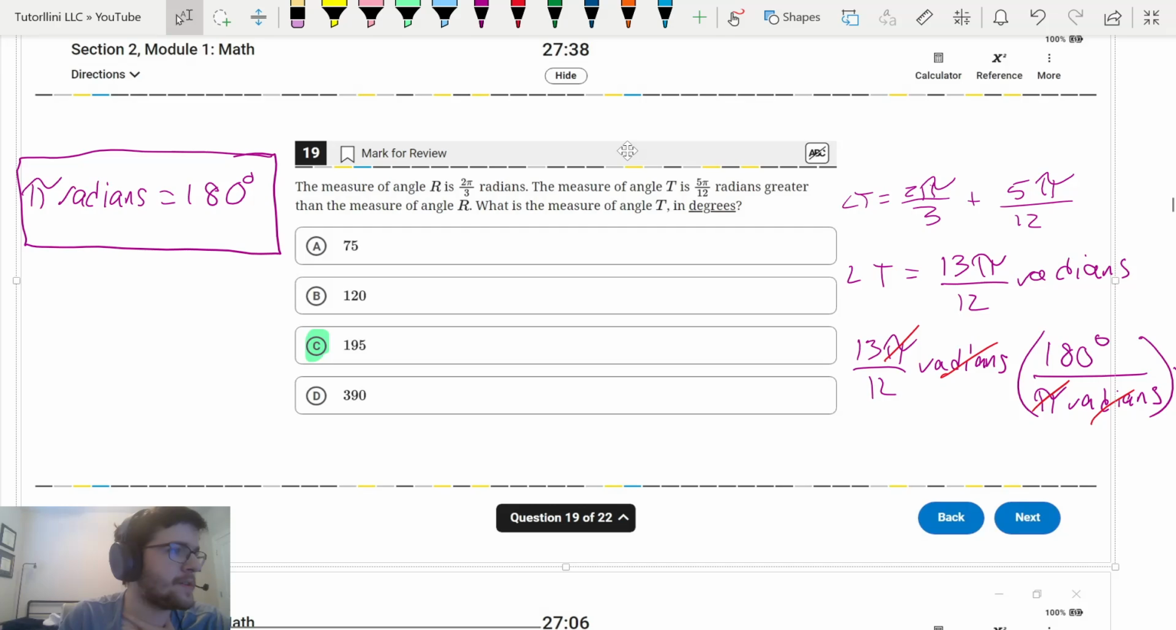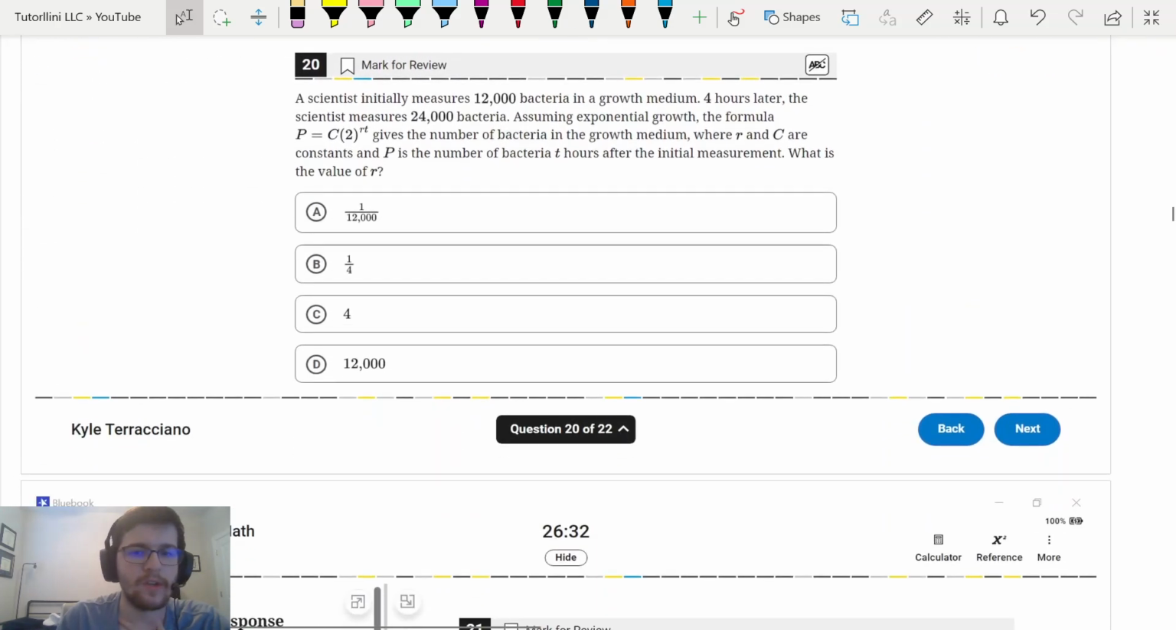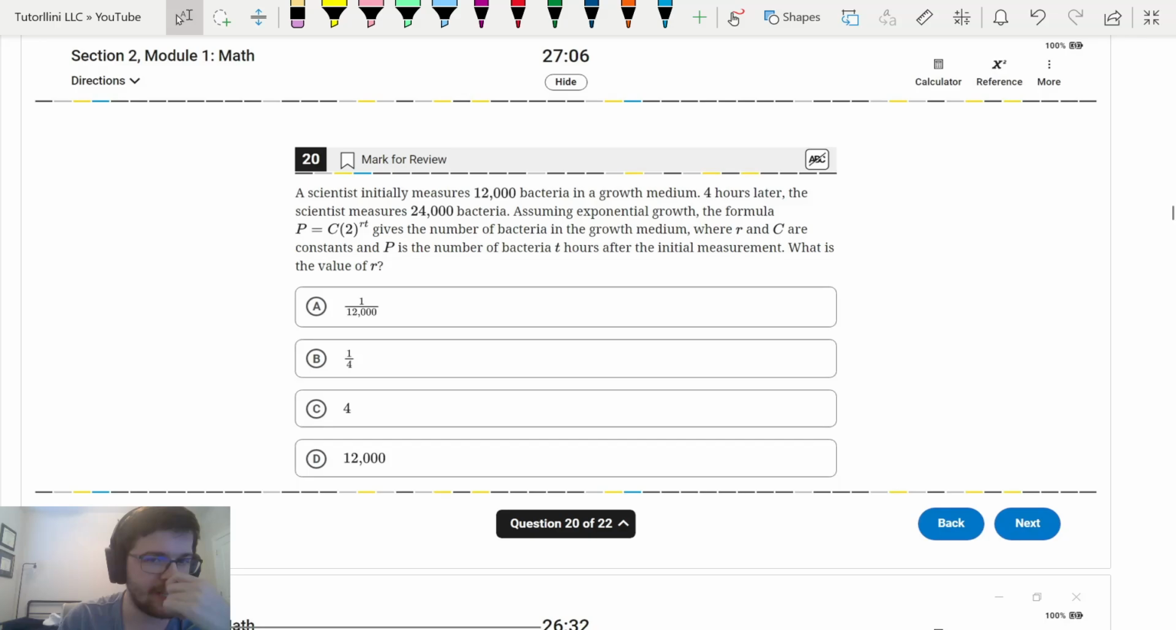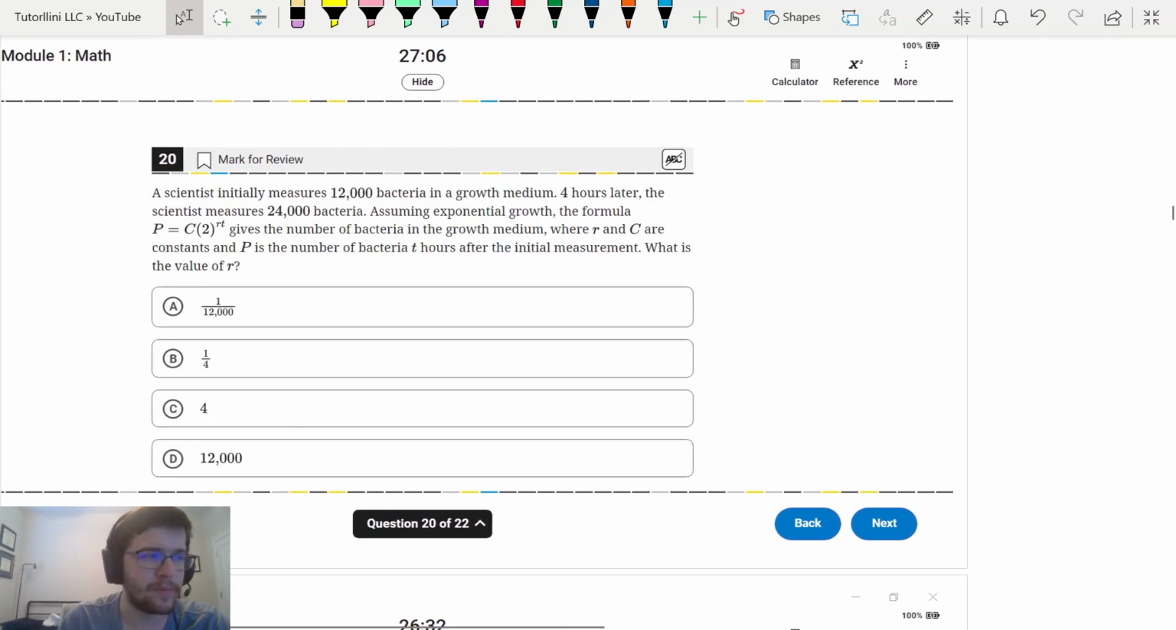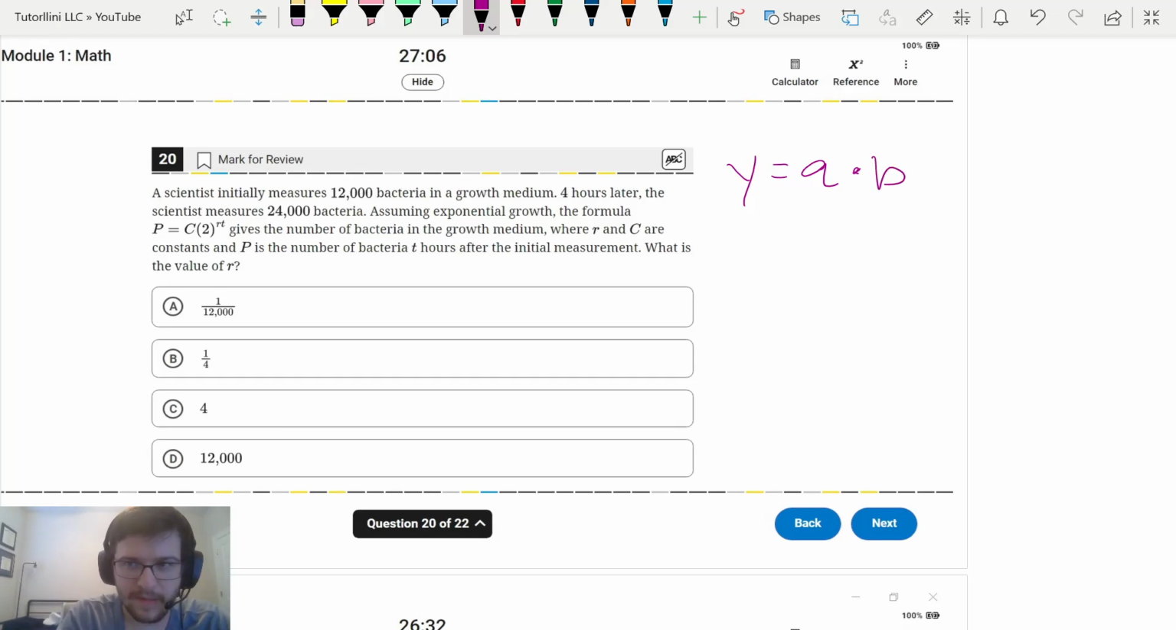All right, let's keep going. Okay, 20. So this is an exponential function with an interval problem. So y equals a times b to the t over n.